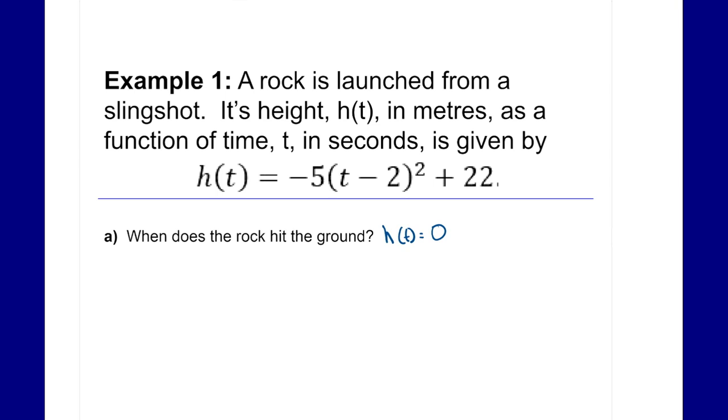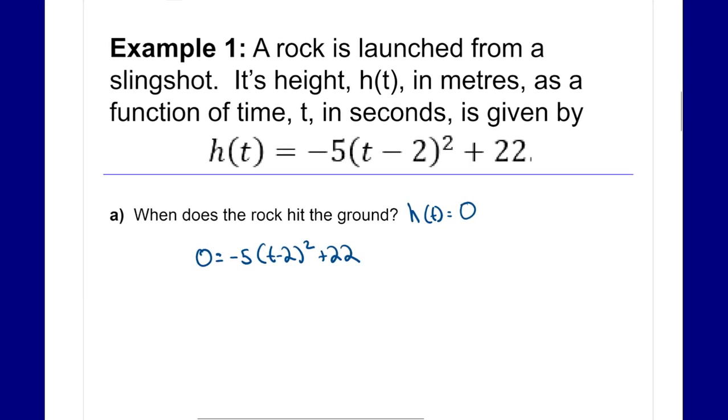So what we can do is very similar to what we've done in our previous lessons. Let's set this equation equal to 0. So 0 equals -5(t - 2)² + 22. Now we're going to try to isolate and solve for t. So I need to move some of my terms to the other side. I'm going to move my separate terms.